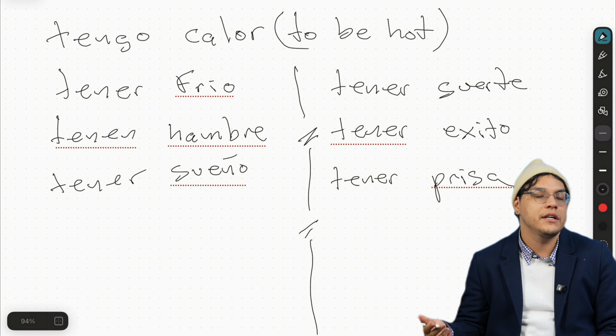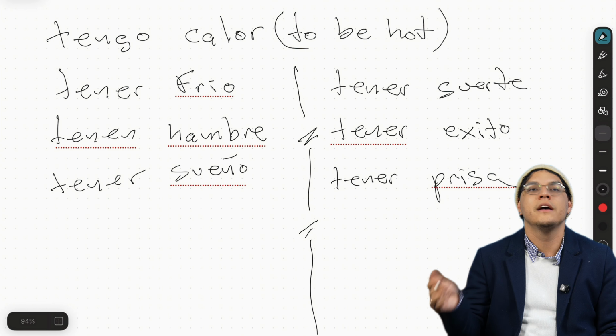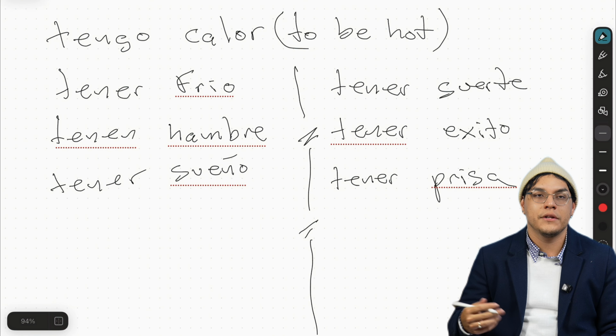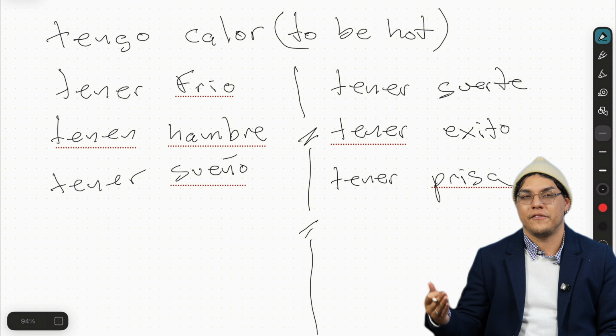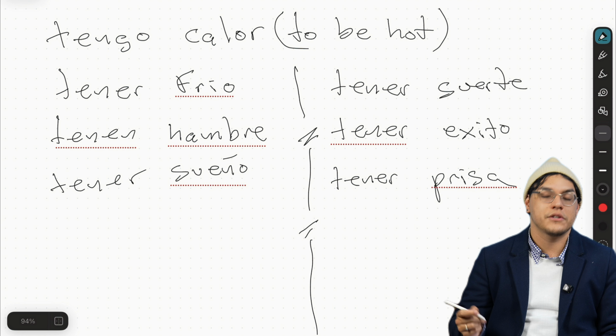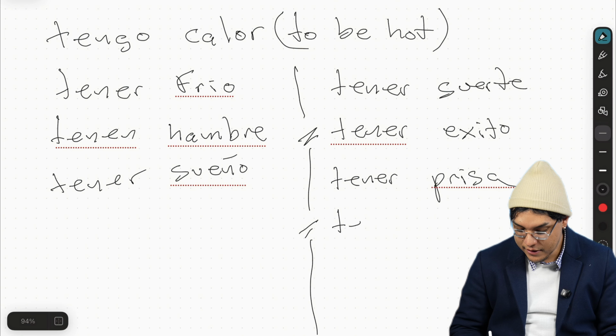Don't try to overthink it. Don't try to say, oh, I want to know why. It is what it is. So in that way, your brain is going to get used to sounding like a native without translating everything, okay? Another one, guys, is to be jealous. This one is going to be tener celos, okay?